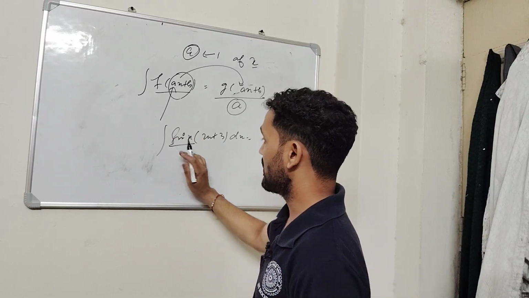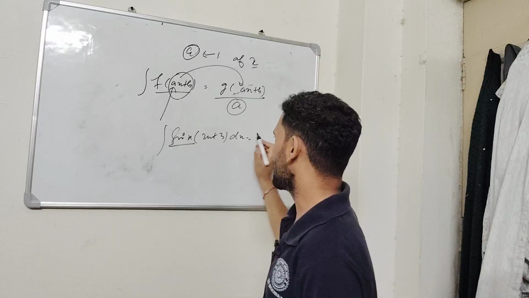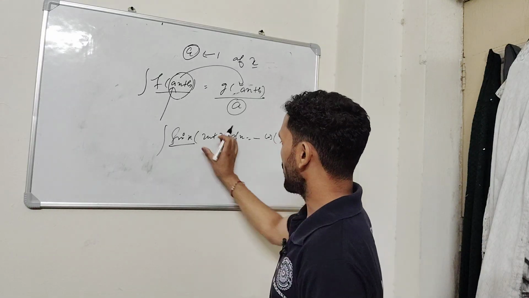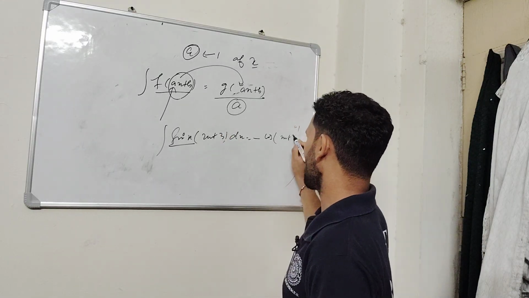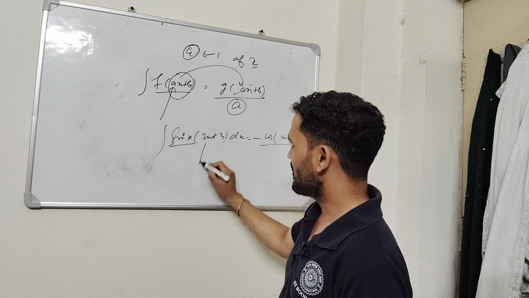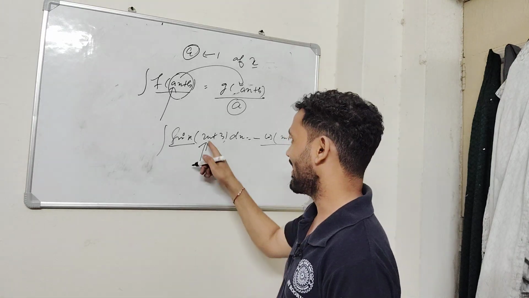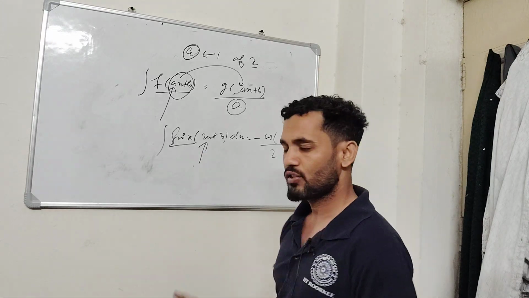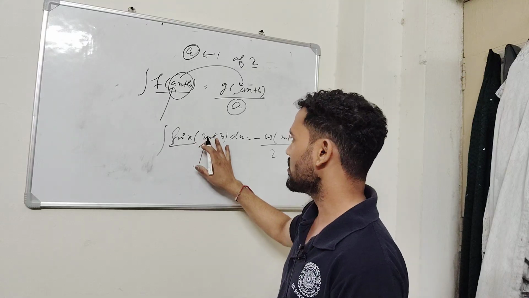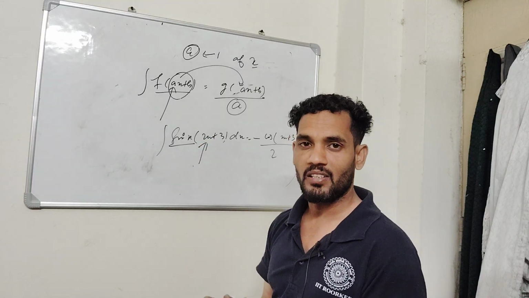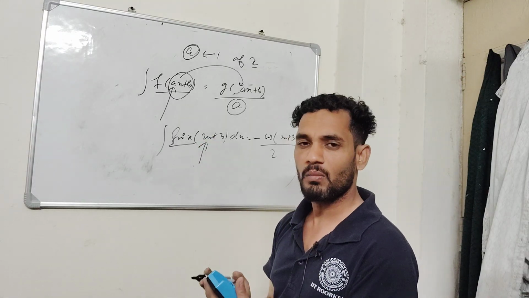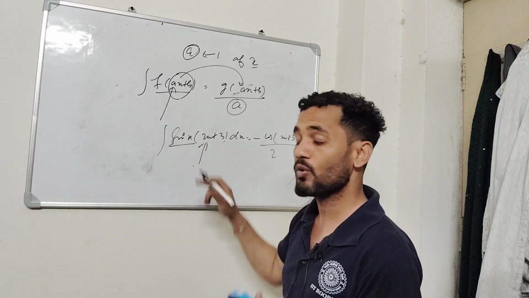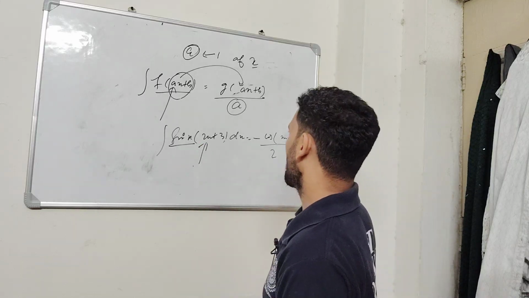What is the integration of sin x? Simply minus cos of whatever is given, 2x + 3, right? And what is the coefficient of x? Clearly 2, so divided by 2. So whatever coefficient of x is given, use the standard form and divide by the coefficient of x, right?